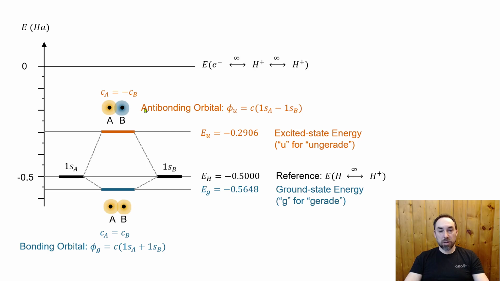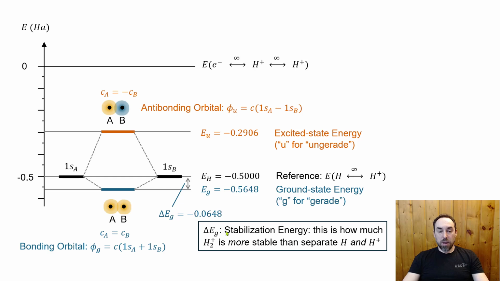To form what? An anti-bonding orbital, phi u, where again the sign of the two orbitals is opposite, whereas here they had the same sign. And notice that this orbital is quite a bit higher in energy than where we started from. So again, our reference here is what? This negative 0.5 line.